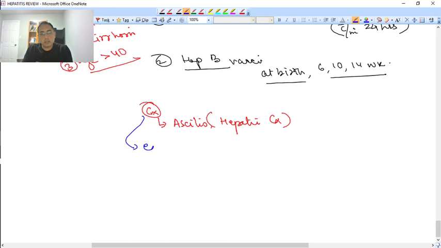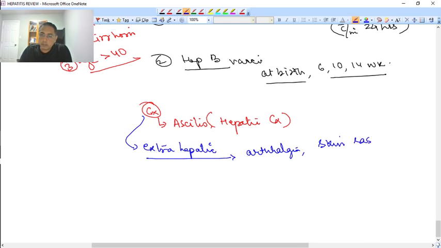What are the extrahepatic complications of hepatitis B? The extrahepatic complications could be intense arthralgia, skin rashes, and low-grade fever, which carries on. A major extrahepatic complication is polyarteritis nodosa, or we can have some glomerular pathology. We can have some renal involvement as well.